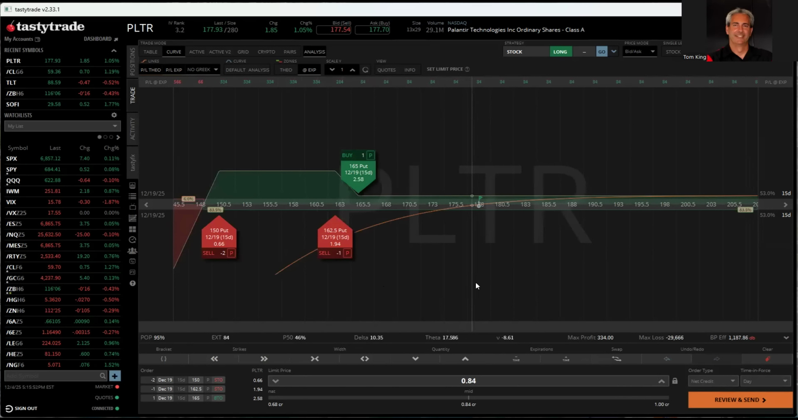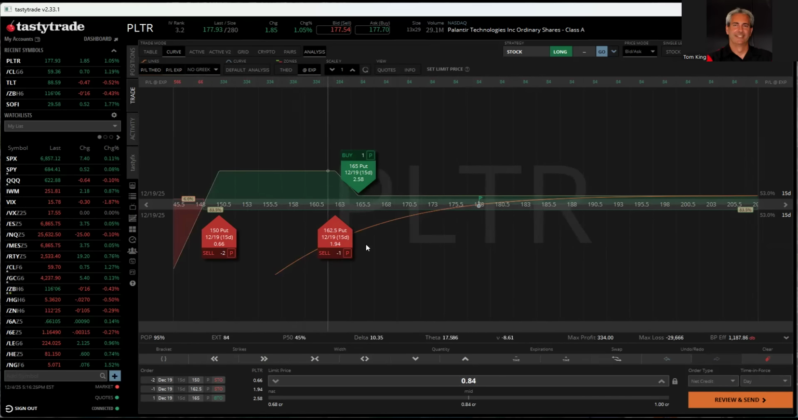We're going to take in 84 bucks, so an $84 credit, using 1187. All right, let's do a little quick math. $84 divided by 1187 is 7%. So this trade is going to make 7% in 15 days.